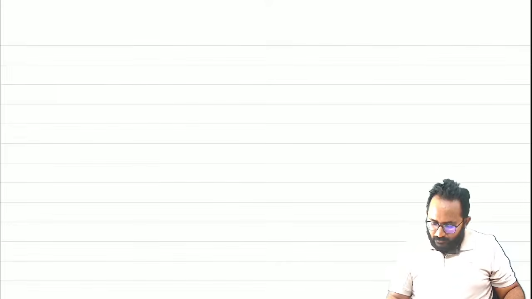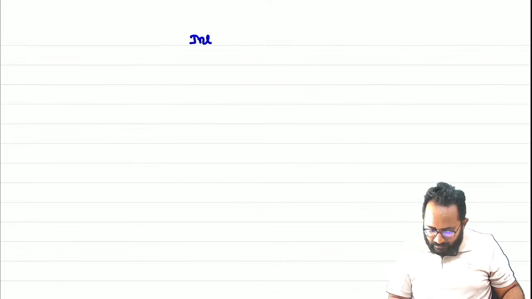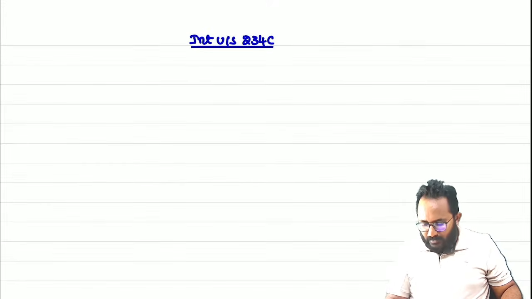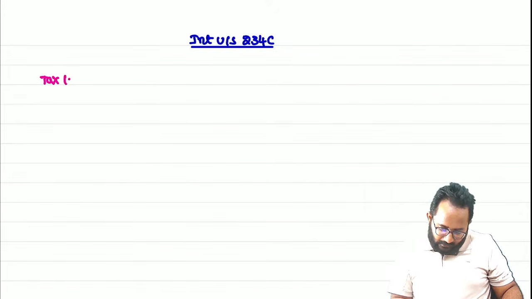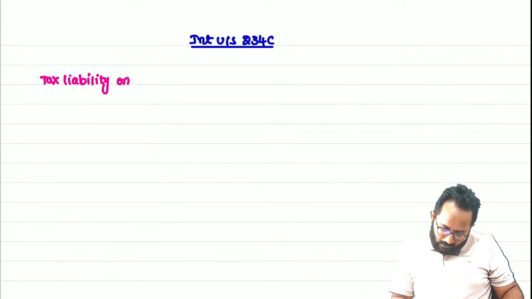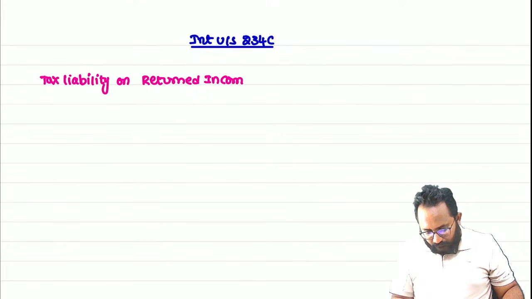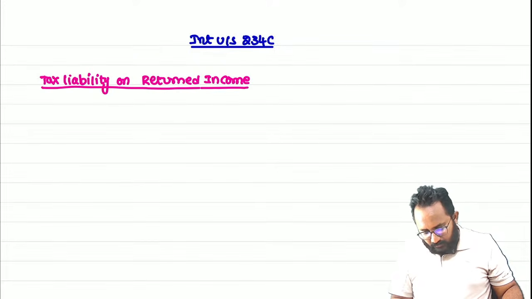Tell me ma. So now here we have to calculate interest under which section ma? 234C. First we have to calculate the tax liability. On which income ma? Returned income. You already know that in 234C we have to take the returned income.